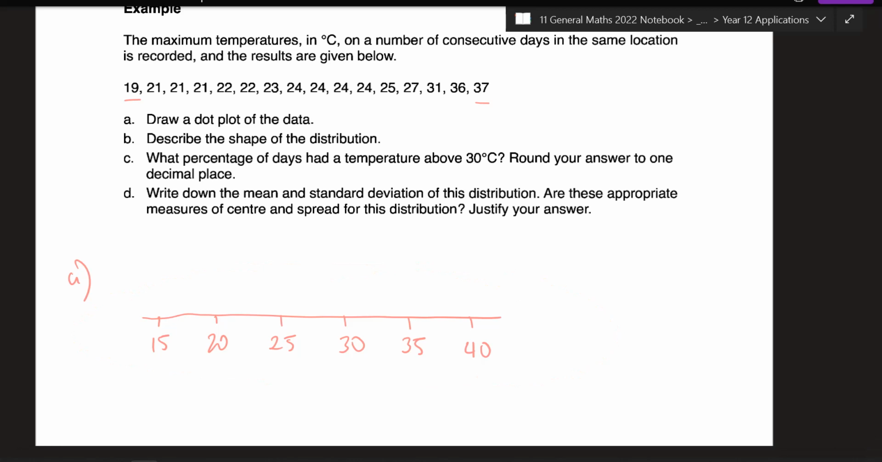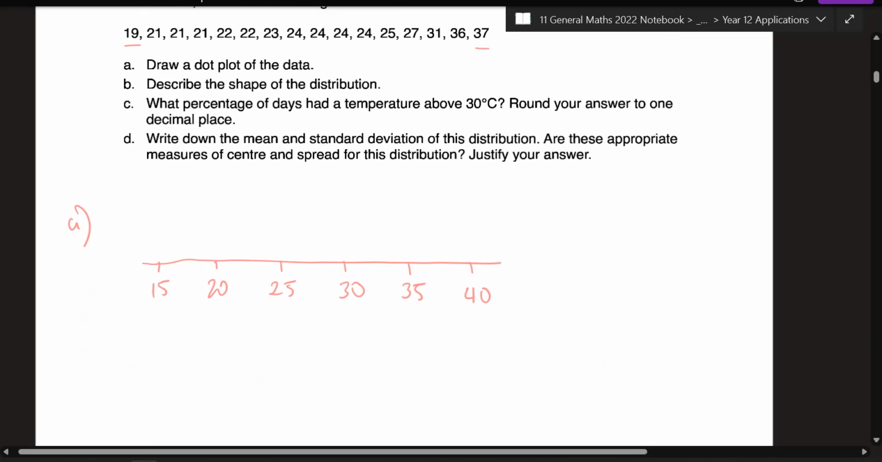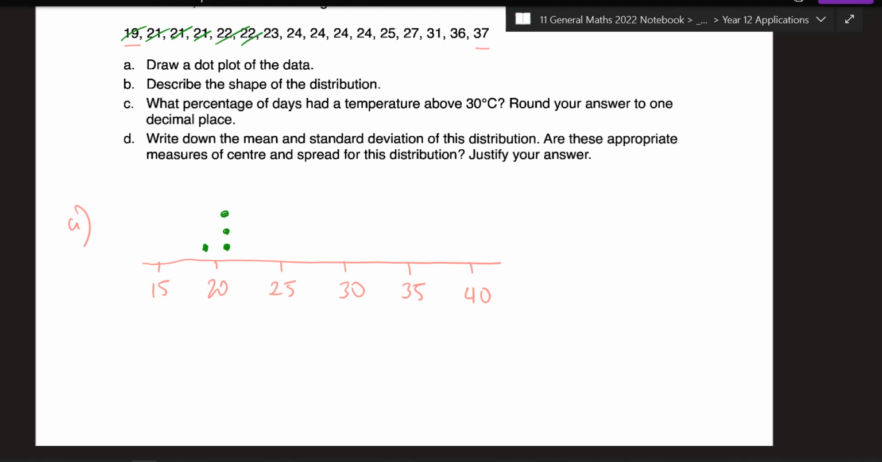Now from there, we put in our dots. The first one is 19, so 19 should be just before 20. Next one is 21, which is after the 20, and you've got 3, so 1, 2, 3. Then you've got 22, there's 2 of them. So 1, 2. I might put it in a bit closer. Oh, sorry, cross them out. Then you've got 23. And then you've got 24s, which should be before the 25. Oh, sorry, there's 4 24s.